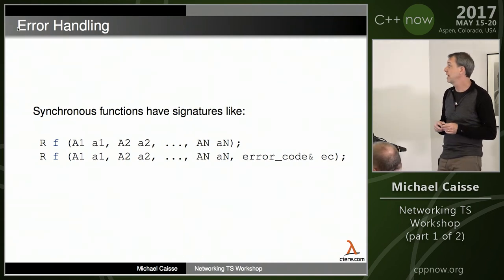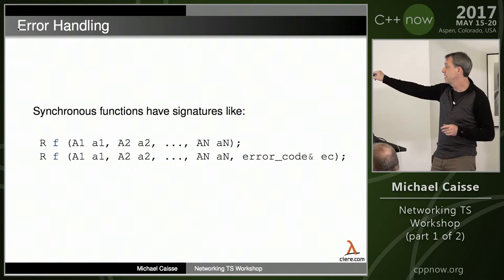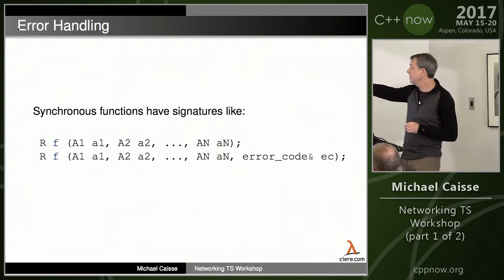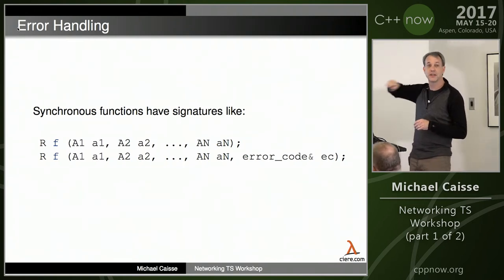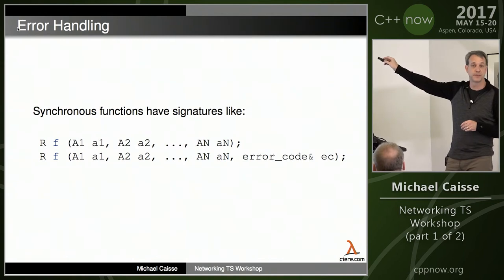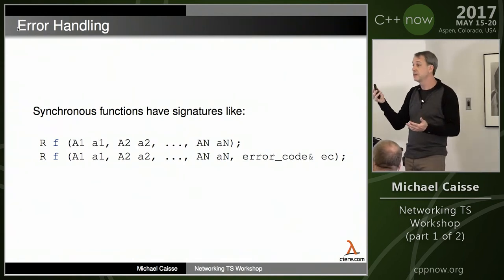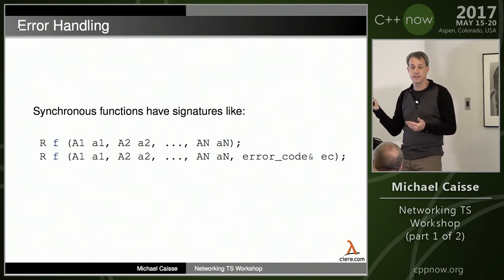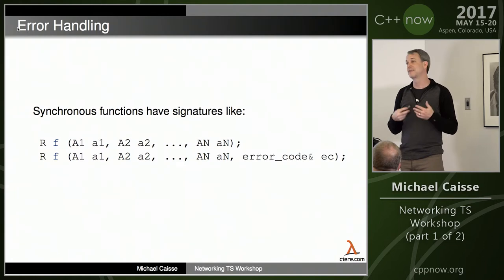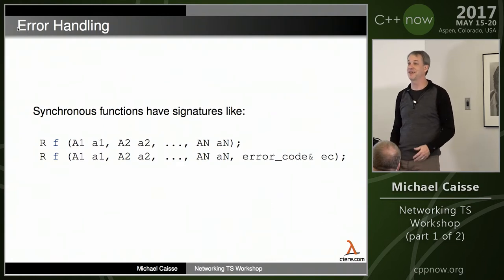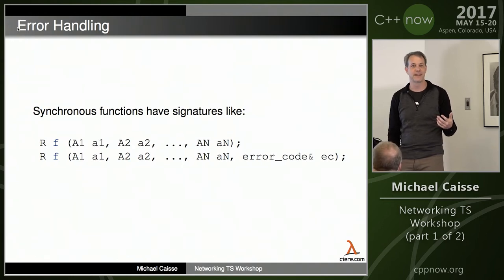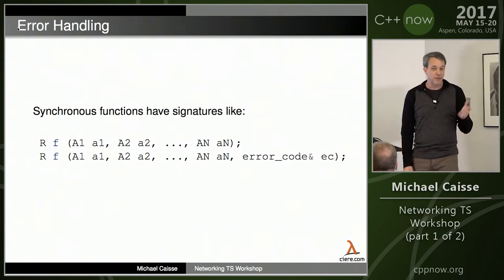They either look like this first one that doesn't have an error code, or they look like the second one in which the last parameter is an error code, a reference to an error code. So sometimes bad things at the system level are exceptional, and you want to treat them as exceptional. Sometimes they're just a matter of routine. In fact, a lot of communication type stuff is just a matter of routine, right? Hey, look, I couldn't resolve the name again, right? So you don't want to be throwing exceptions all the time.